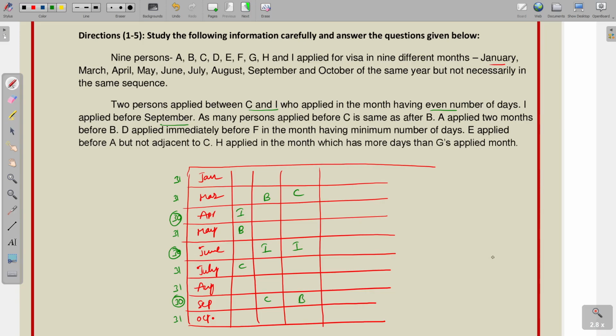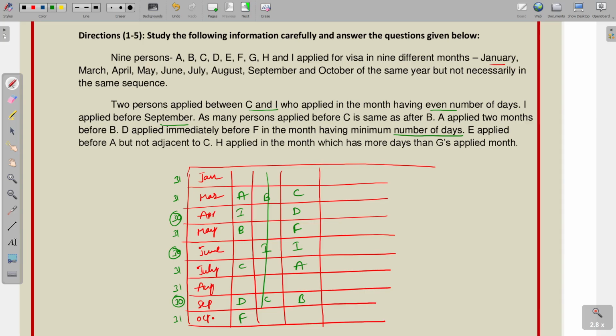A applied 2 months before B. So A applied 2 months before B. There is no place to fix A here, and A is placing here. And next, D applied immediately before F in the month having minimum number of days. So if D applied in September, F is placing here. And next, D applied here, F is placing here. So D applies in the month having 30 days.